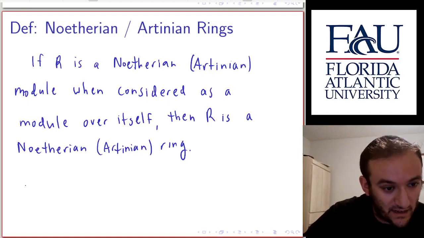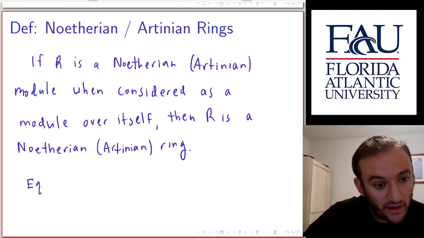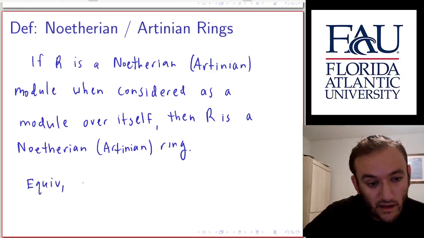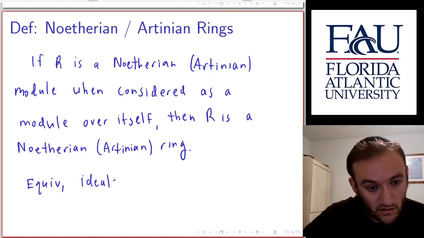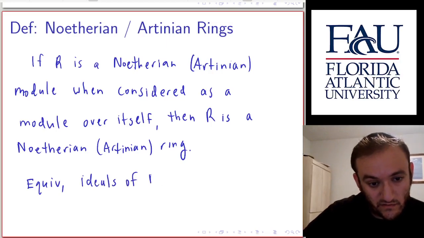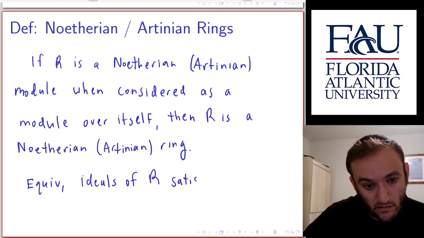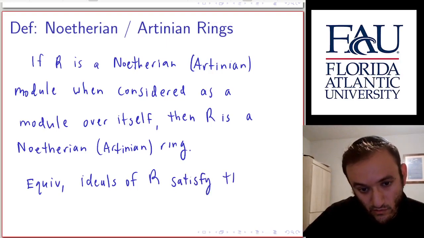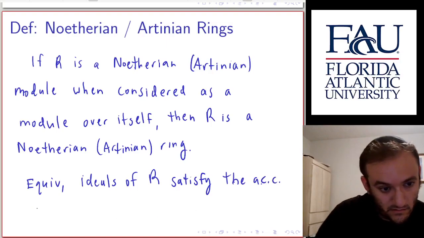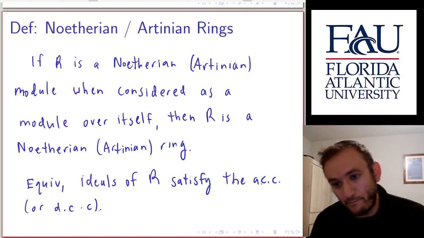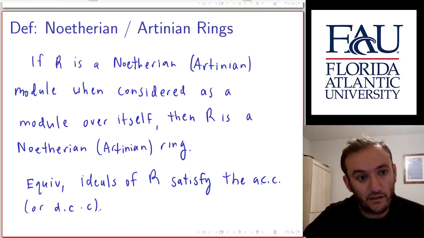So this means that we can talk about R satisfying the ACC on its ideals, or in the case of Artinian rings, we're looking at the DCC. Okay, so that's Noetherian and Artinian rings.